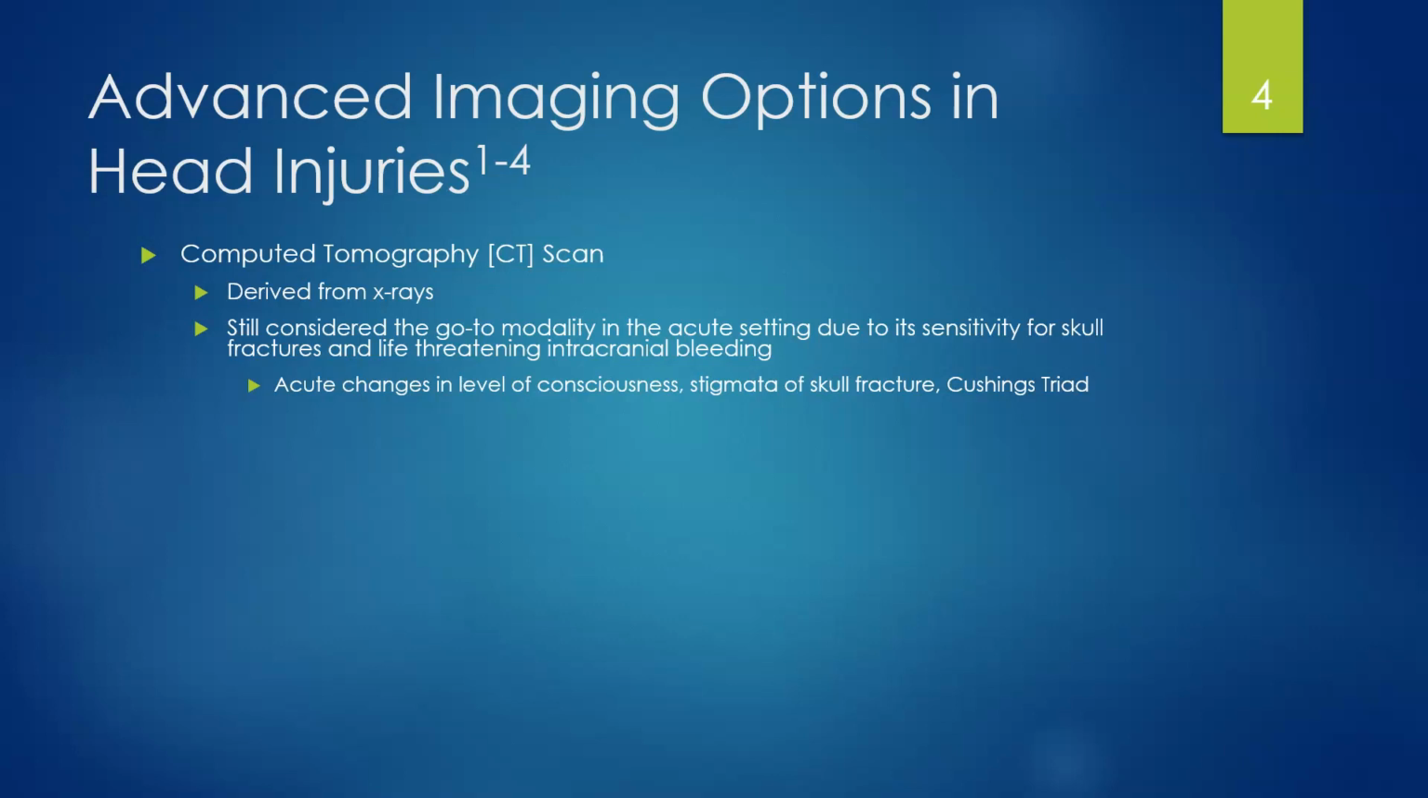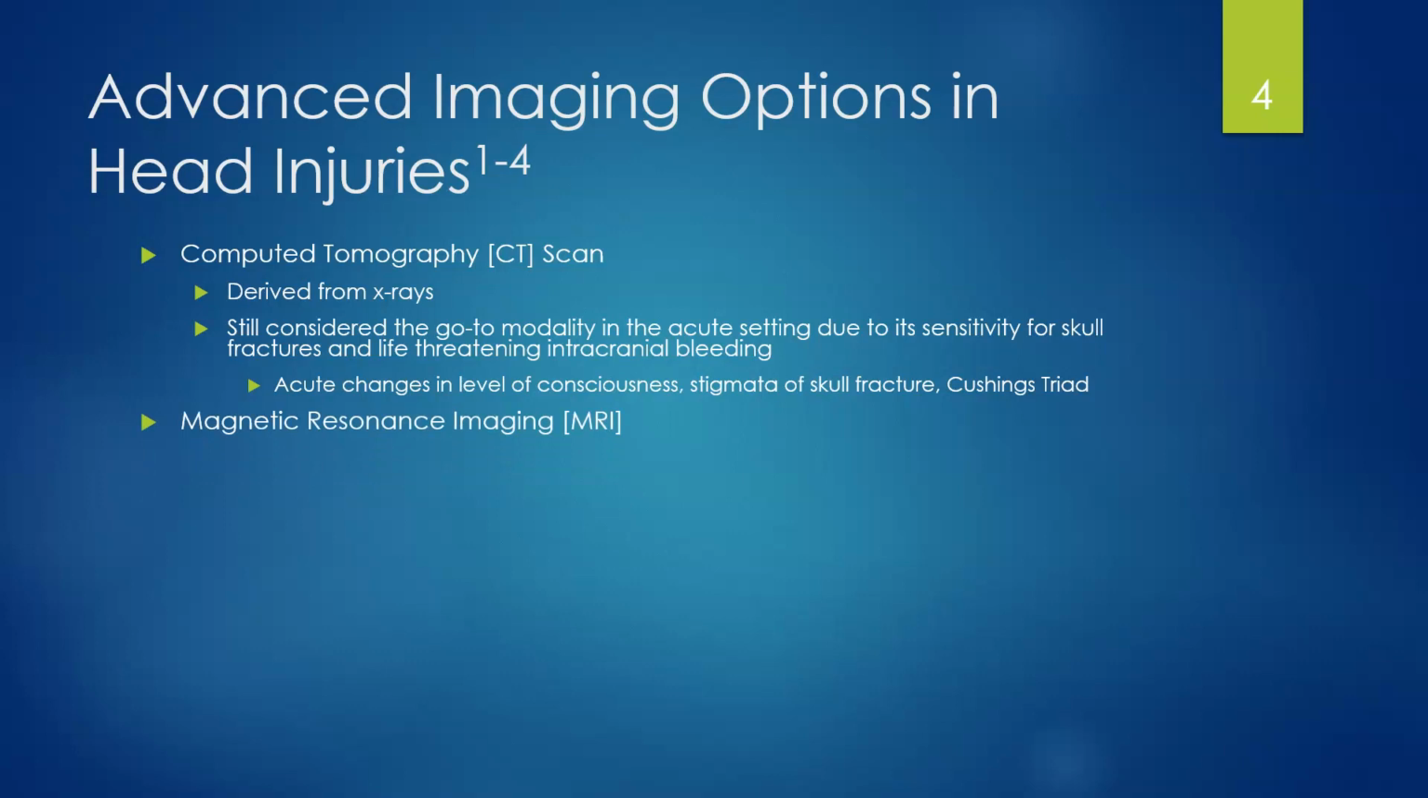Another indication is Cushing's triad, which is a representation of physiologic change from increased intracranial pressure. These would be things like a spiking blood pressure and a dropping heart rate and respiratory rate. These would all be suggestions that we really need a CT for our patients so that we can better guide our care.